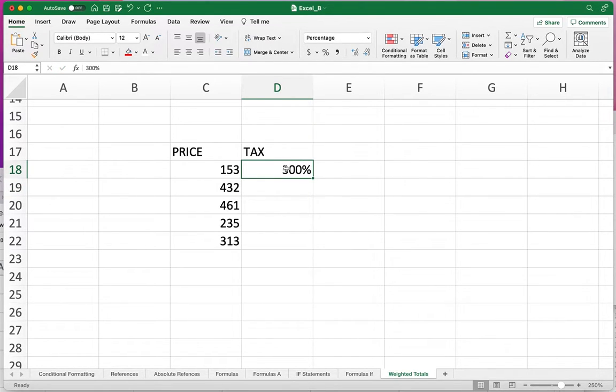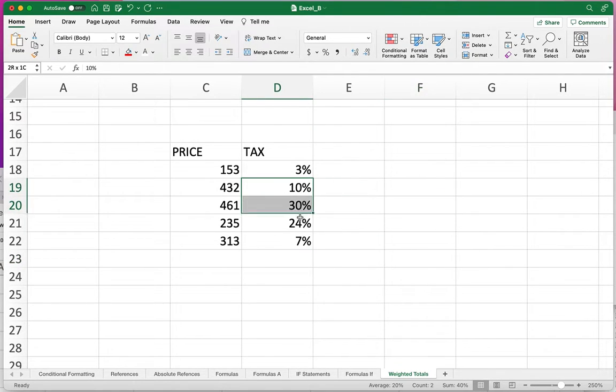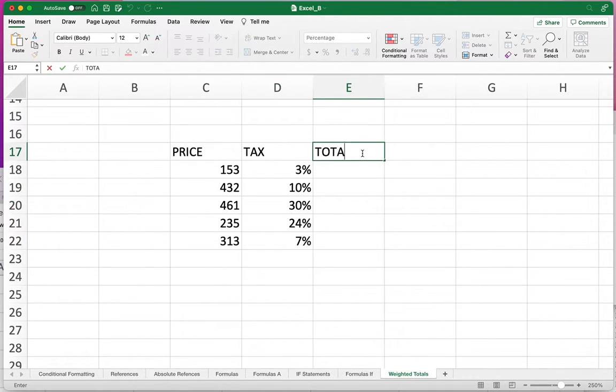You want 0.03, okay, 3%, there we go. I want a percentage, but okay. 10%. Now let's do a 0.3 for 30%. And let's do a 0.24 for 24%. And you know what? Let's just give it a 0.07 for 7%. There we go. So I've got my percentages lined up. And we have ourselves a total.